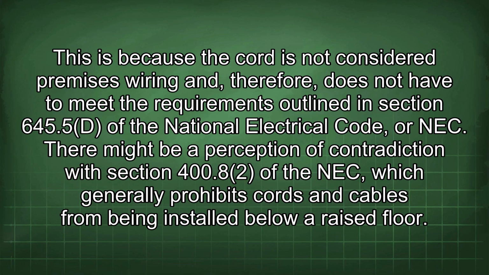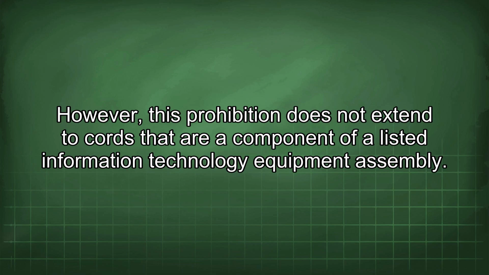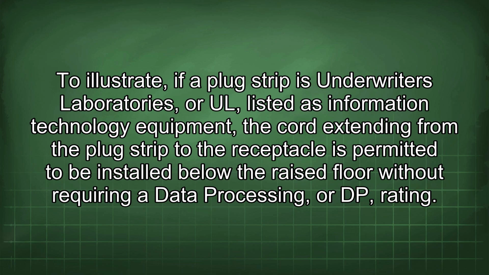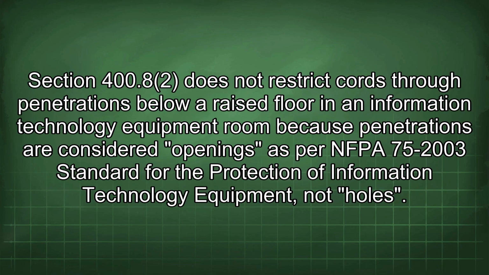There might be a perception of contradiction with Section 400.80 of the NEC, which generally prohibits cords and cables from being installed below a raised floor. However, this prohibition does not extend to cords that are a component of a listed information technology equipment assembly. To illustrate, if a plug strip is under Underwriters Laboratories, or UL, listed as information technology equipment, the cord extending from the plug strip to the receptacle is permitted to be installed below the raised floor without requiring a data processing, or DP, rating.